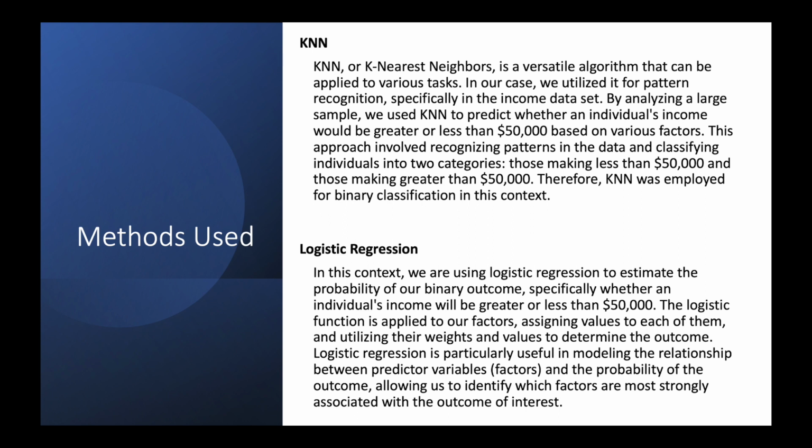So to reiterate, the value will be 1 or true if they are making more than $50,000 and 0 or false if they are not. Therefore, KNN was employed for binary classification in this context. For logistic regression, it was used to estimate the probability of our binary outcome, which is again if an individual is making less than or greater than $50,000.